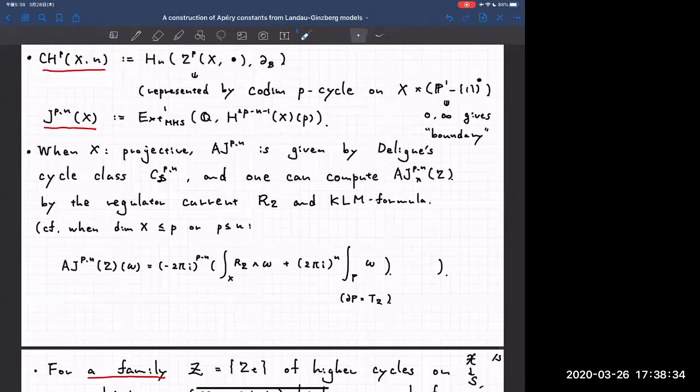And of course, there is a generalization of the Abel-Jacobi map. Instead of stating the precise definition, when X is projective, I want to say X.